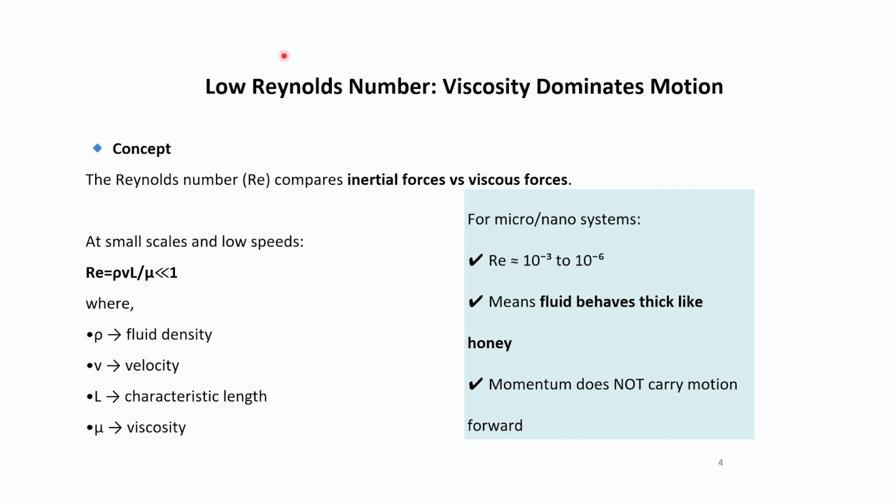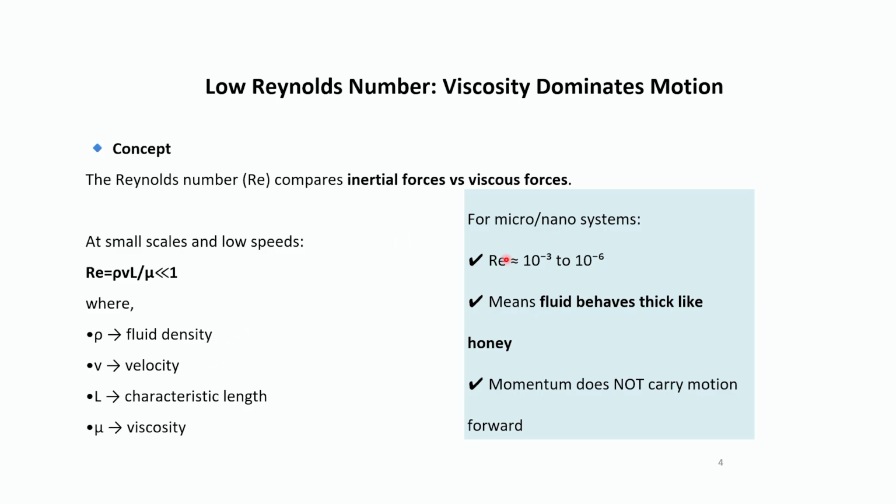So let's make a quick revision. At low Reynolds number, viscosity dominates motion. The concept is that the low Reynolds number compares inertial forces versus viscous forces. So at very small scales and low speed, Reynolds number is rho VL by mu. Okay, so this is very, very less in case of a viscous fluid, where rho is the fluid density, V is the velocity, L is the characteristic length of your bot, and mu is the viscosity of the fluid in which your bot is supposed to move.